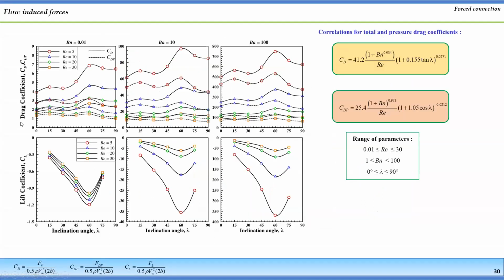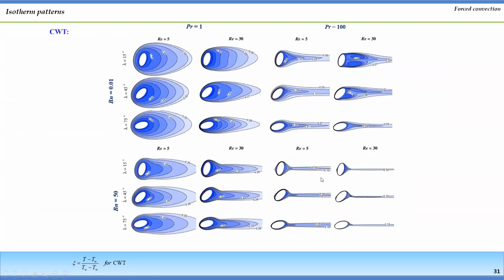Ultimately, if you see the drag for such kind of slant-oriented geometry, we are including one more component, that is the lift coefficient, because of the loss of symmetry in the flow, and we are able to correlate this data over the range of parameters. These are the isotherm patterns, which are very much different from the regular shape.